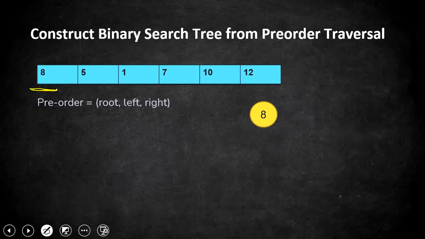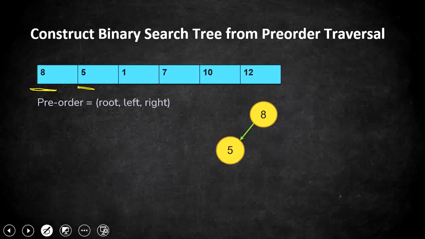So how do we do it? The property of a binary search tree is that all lesser values are placed towards the left side, and the values towards the right side would be greater than the root value. Using this logic, we are going to place the rest of the elements in our binary tree. Moving to our next element, 5, which is obviously less than 8, so it goes towards the left side of our binary tree.